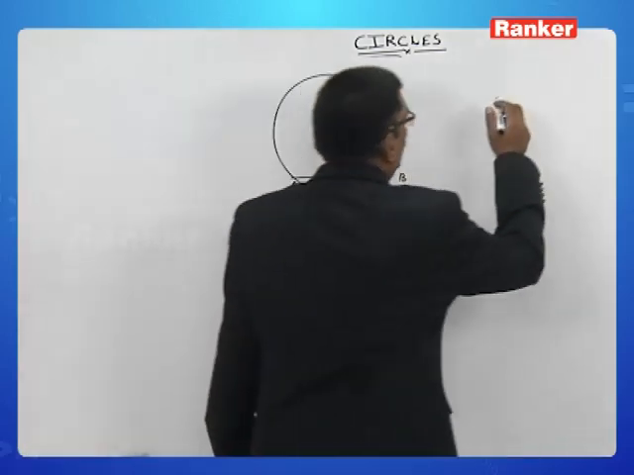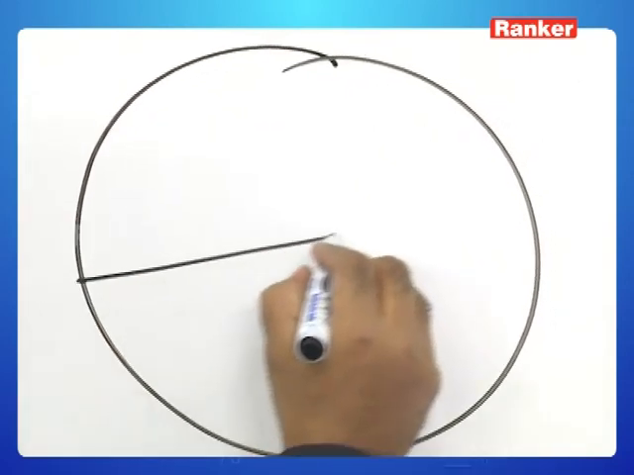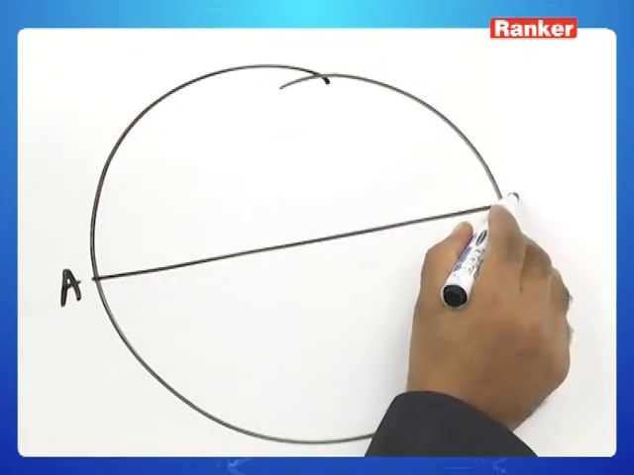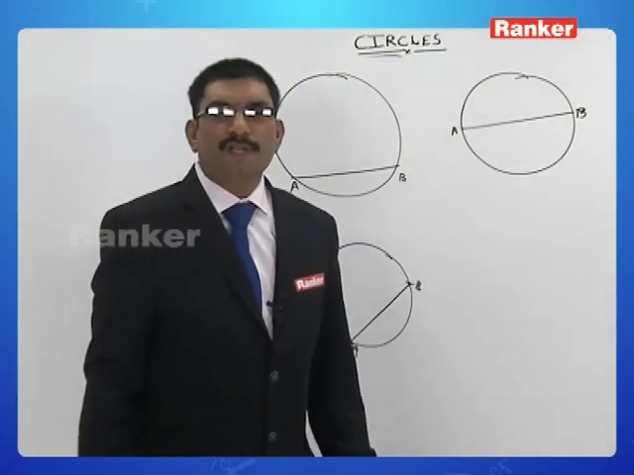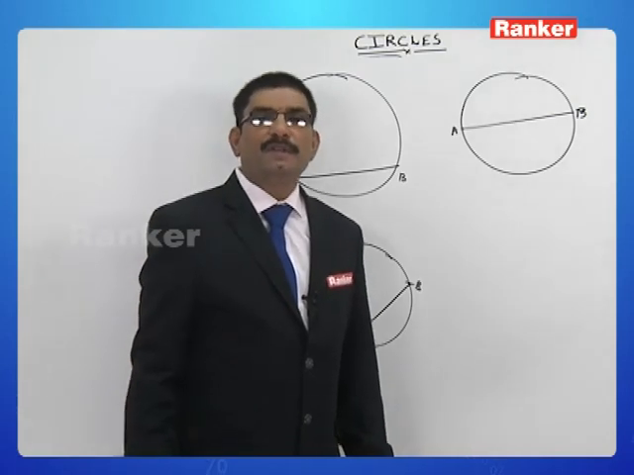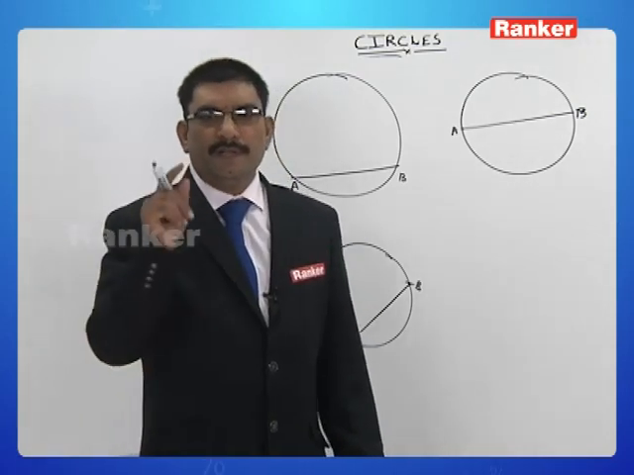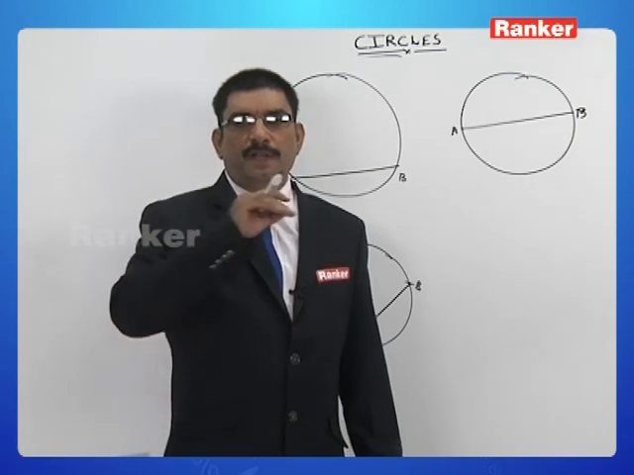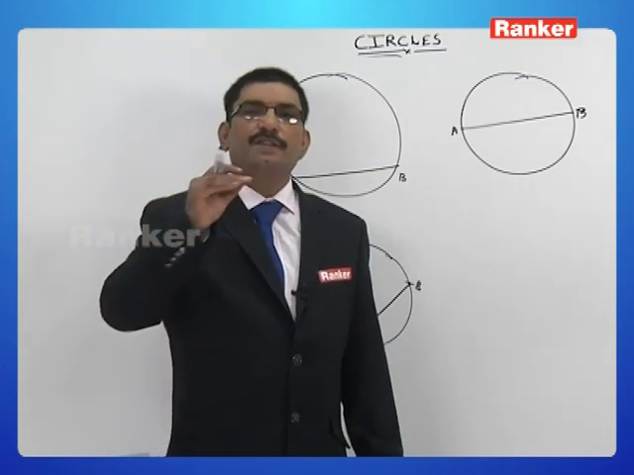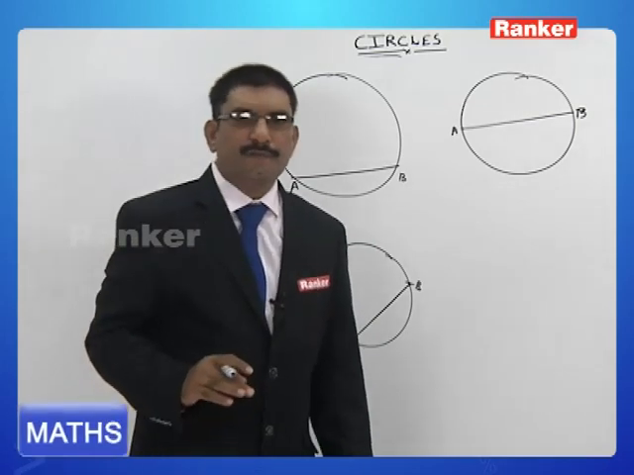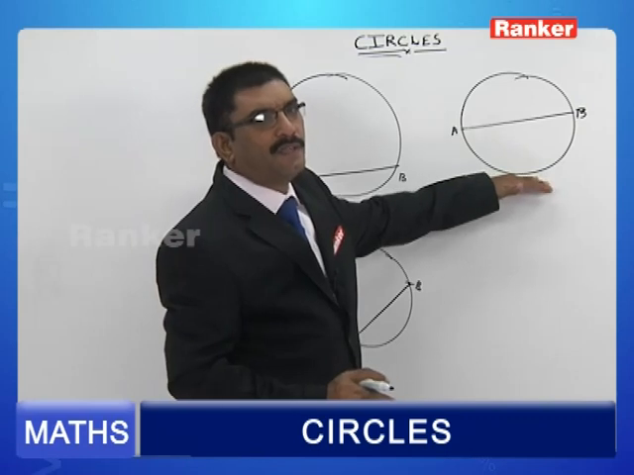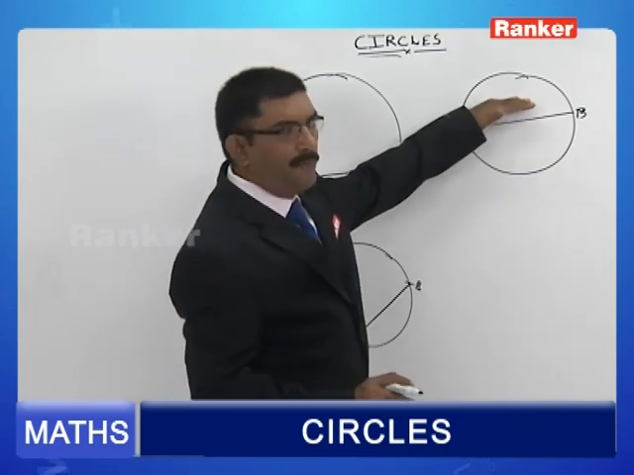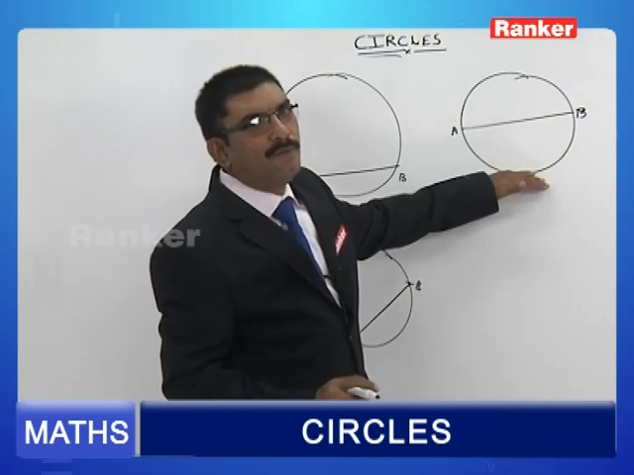Next comes, so this is a chord. This is the longest chord, meaning maximum length. Any chord having a maximum length, we call it aptly the diameter of a circle. The diameter of a circle divides a circle into 2 equal parts. This above one is a semicircle, this is also a semicircle. Whatever the area is bounded here, the same area is also bounded below this.